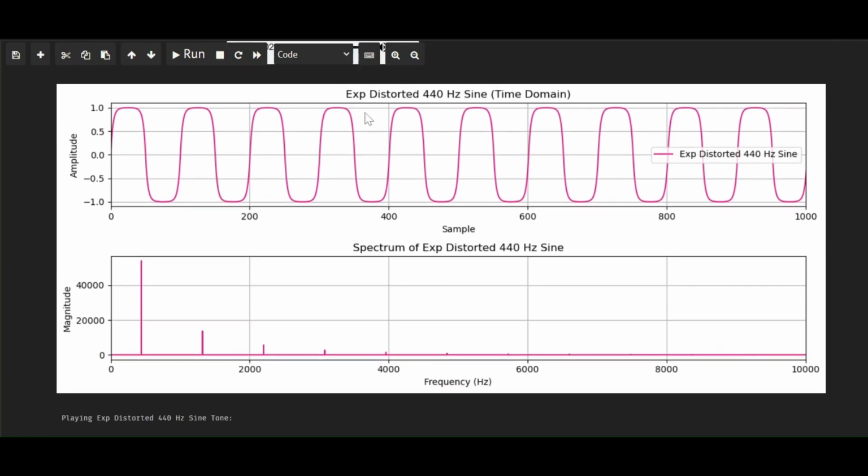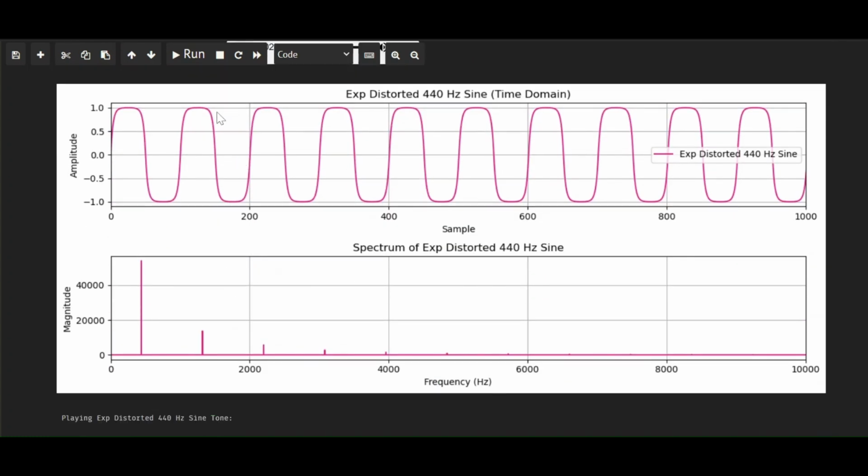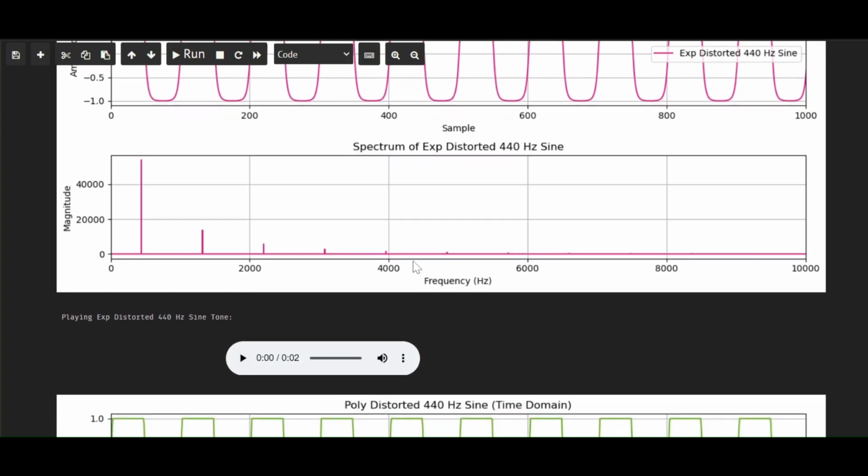Now this has been passed through an exponential function, and again it is very similar to arctan. Rounded edges on top and sharp rising and falling edges. And this is how it sounds. There are 4 or 5 harmonics that have got generated here.